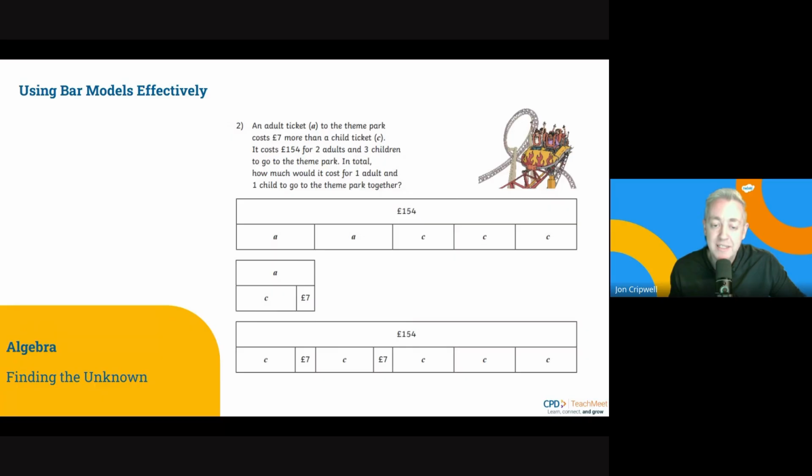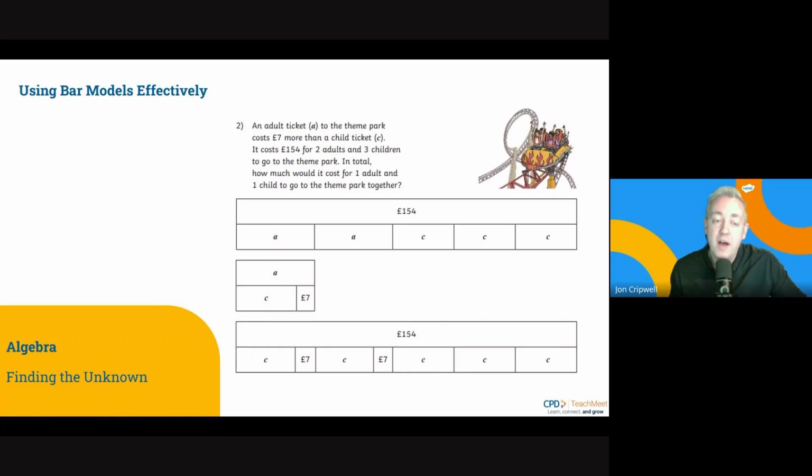So the 3 child tickets are the same size because they're the same value. The 2 adult tickets are the same size because they're the same value, but the adult tickets are slightly more than the child tickets. The next question is, okay, how much more is the adult ticket than the child ticket? Well, we can see here's the adult ticket. It's the value of the child ticket plus £7.